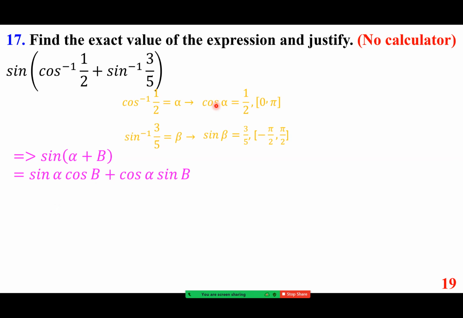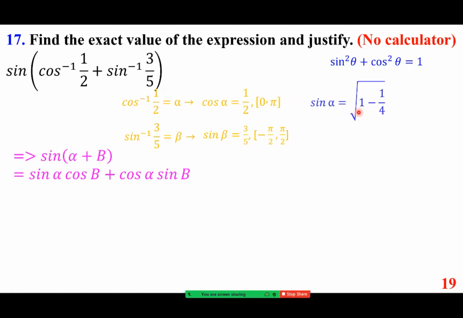So we have cosine alpha. We need to find sine alpha. We have sine beta. We need to find cosine beta. So we use the identity sine squared plus cosine squared equals 1, and we say sine alpha is plus or minus the square root of 1 minus cosine squared, and from 0 to pi, the first and second quadrant, both of them sine is positive. So we don't write plus minus.